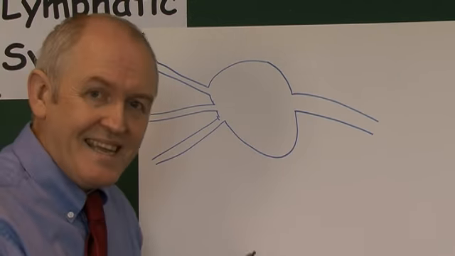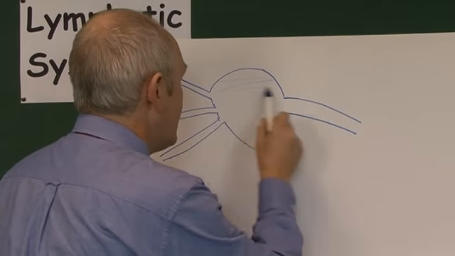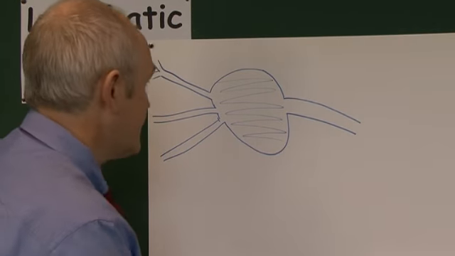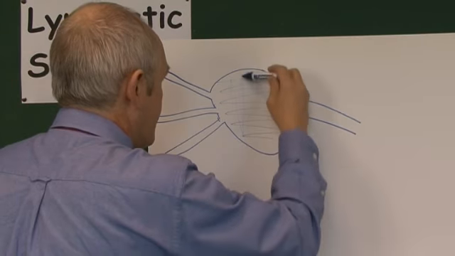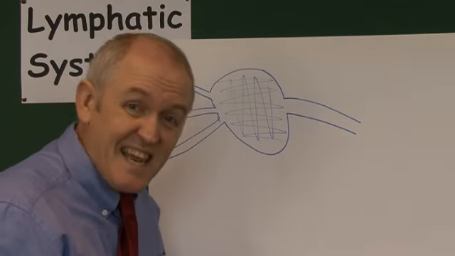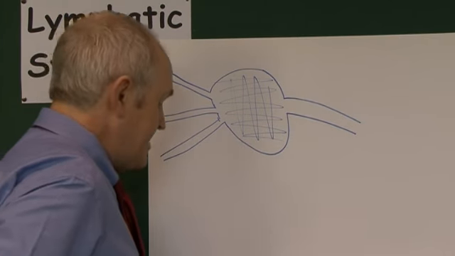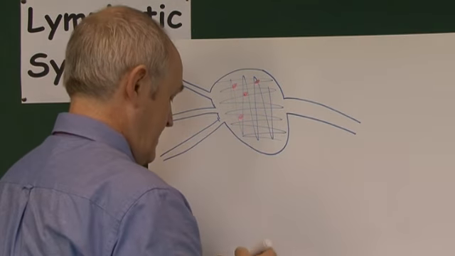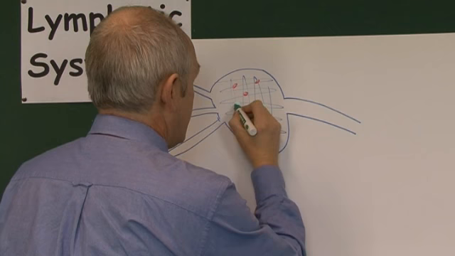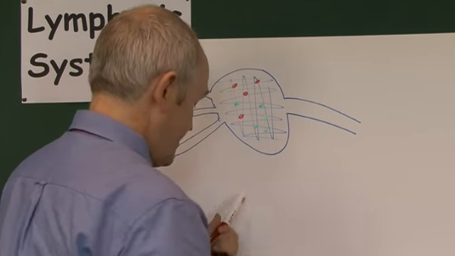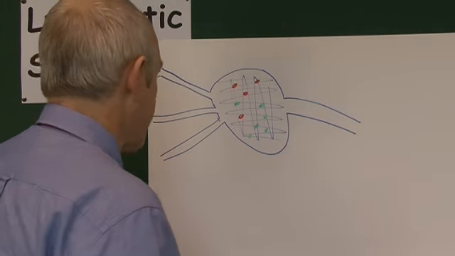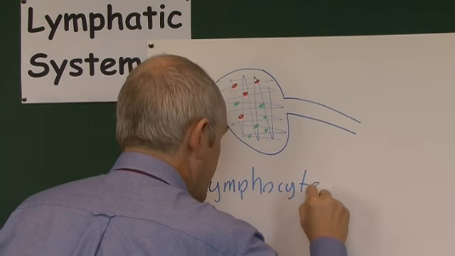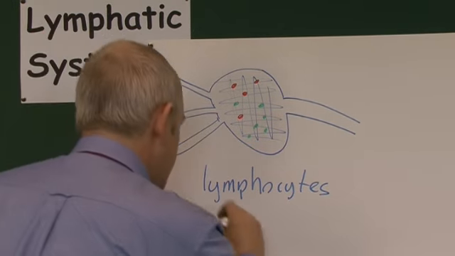Now basically what a lymph node is, it's a reticulum, it's a network, mostly of collagen fibres. So it's a network of collagen fibres. We'll look at it in more detail later on, but if you think of it as a network of collagen fibres, and in these collagen fibres we have lots of white blood cells. We have 2 sorts of white blood cells actually. 2 main sorts. We have lymphocytes and we have macrophages.